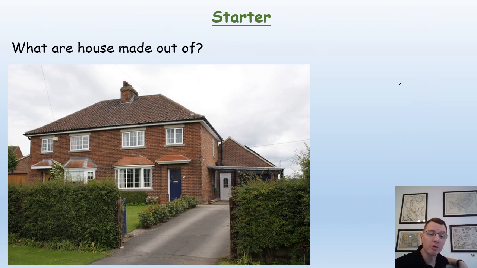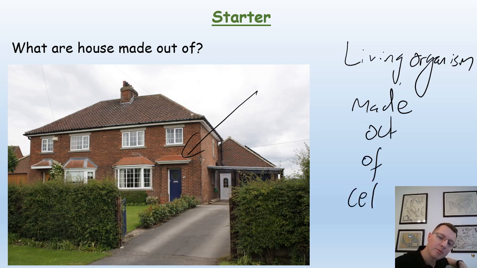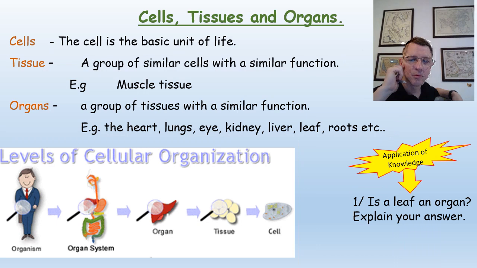So I'll start with a very simple basic question. What are houses made out of? Well, you might suggest the main thing that they're made out of are these orange bricks. Houses are made out of bricks. What's the relevance of that when we're talking about cells? Well, if a house is made out of bricks, a living organism is made out of cells. So what is a cell? Well, a cell is the basic unit of life.